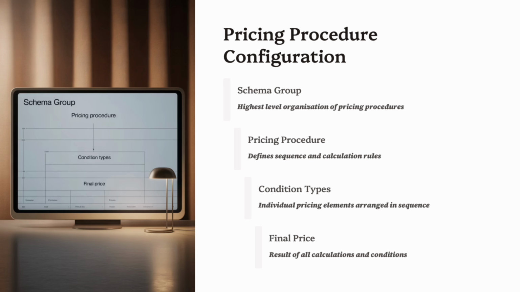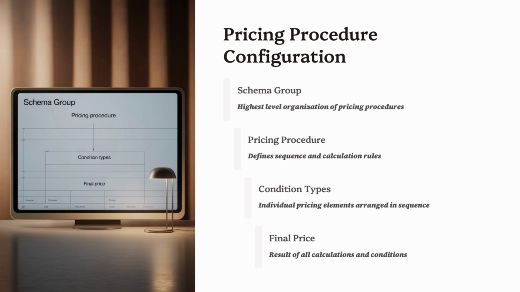Part 3. Pricing procedure configuration. To make condition types work together, SAP uses something called the pricing procedure. Think of it as a framework that organizes and sequences all conditions in procurement. Here's how it's set up.